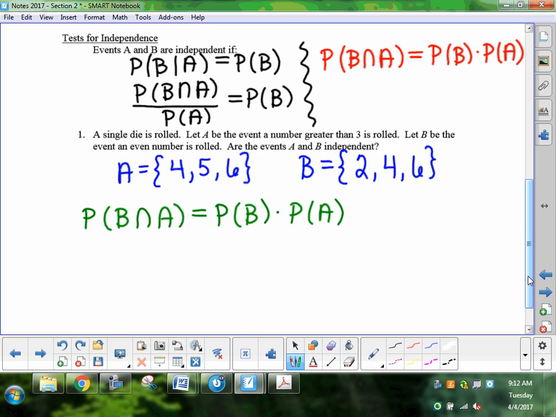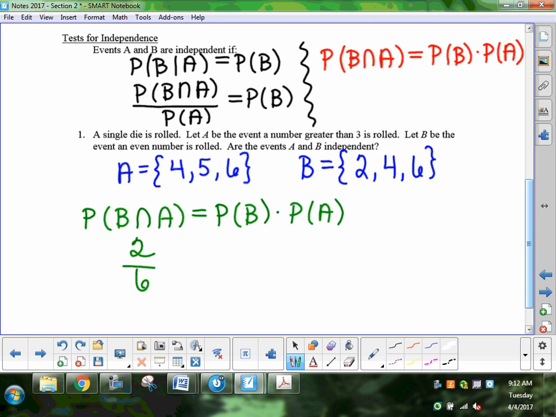It's not two separate events, it's one occurring. Which outcomes satisfy both conditions? No. You just answered the question. What should it be? 2 out of 6. How many outcomes are in both? You told me, what are the outcomes that are in both? 4 and 6. So that's 2 outcomes out of how many total?